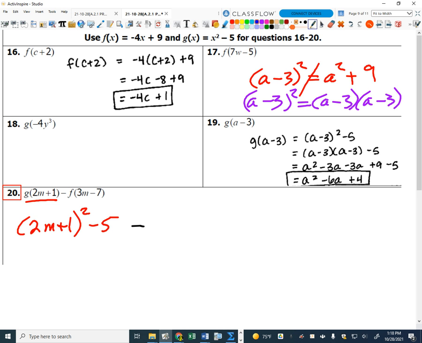Minus, what is f of 3m minus 7? Well, there's f of x. So it's going to be negative 4 times the quantity 3m minus 7 plus 9. And I've got to put that whole thing in brackets, right? Because I'm subtracting the whole thing. Everybody get that? Okay. So I'd have a little work to do there, wouldn't I? Okay? All right. We won't finish it, but just want to point that out. Okay. Good job.